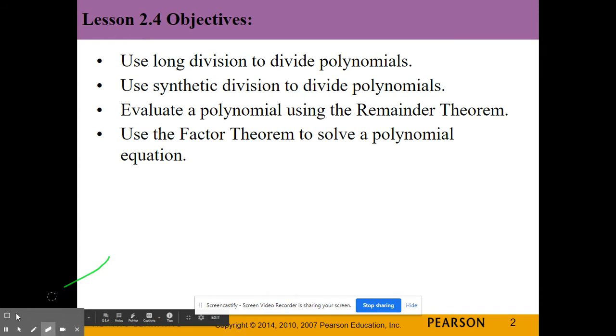So for the objectives, a lot of this should look familiar. We're going to use long division to divide. We're going to use synthetic division to divide. So there's two ways to divide. Then we're also going to look at the remainder theorem, and we're going to talk about the factor theorem. Factor theorem is probably the thing that is the most new, although we did use the factor theorem, just maybe not in explicit terms last year.